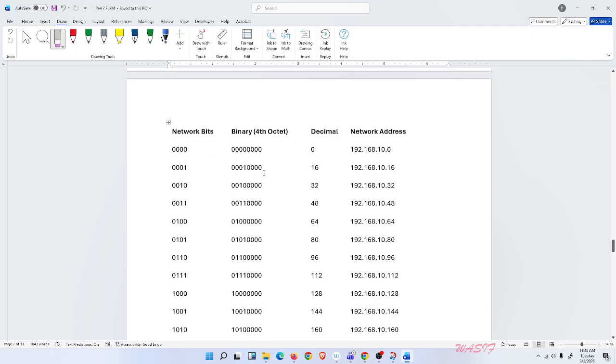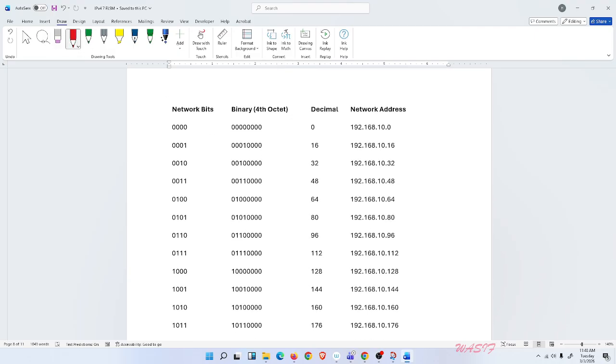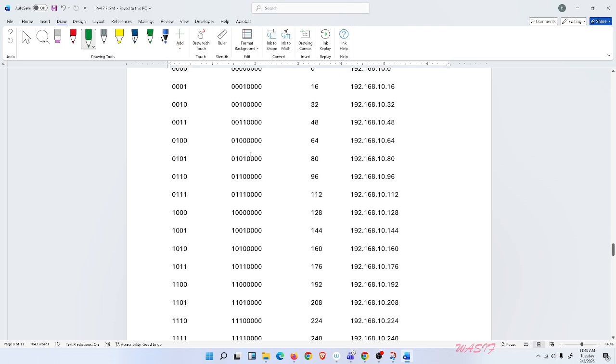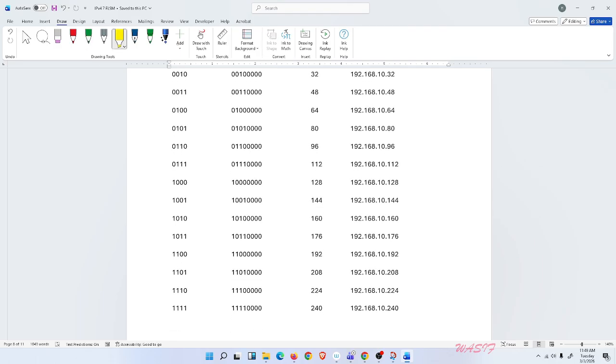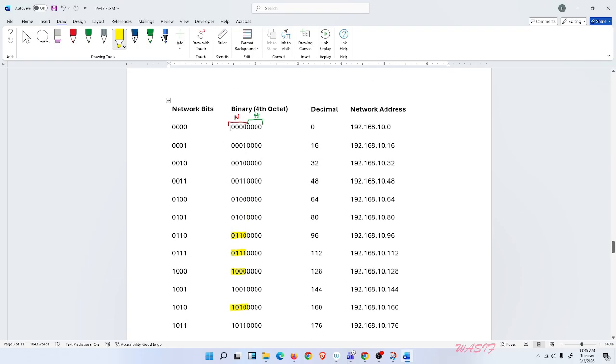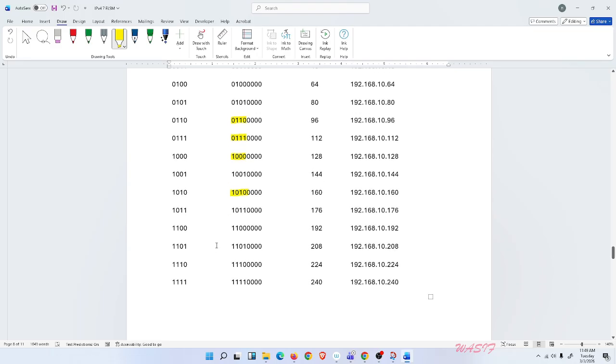Now look here very carefully. We have borrowed 4 bits. The first 4 is your network portion, and the last 4 is your host portion. You will see the changes always happen in the first 4, and the last 4 always remain the same. And if you look here, we were able to produce 16.